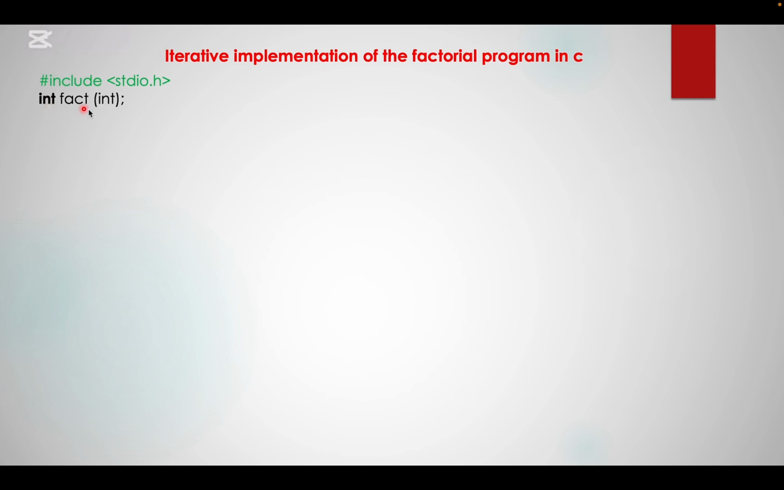What you see here is we are declaring a function called fact, and it takes one argument, which is an integer. So we're telling the computer that inside this program there's a new function that we are going to be using, called fact, and it takes one argument, which will be an integer. That's simply what function declaration is. And we have our main function.